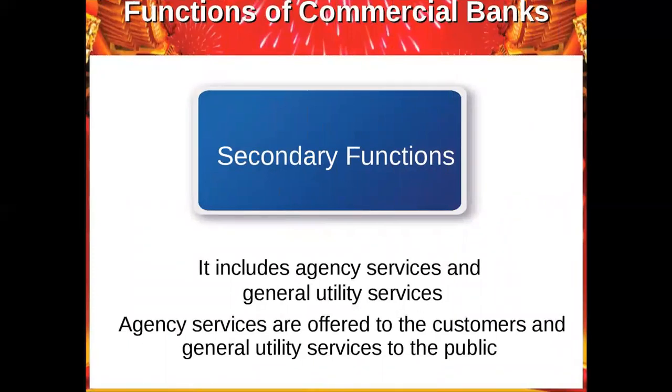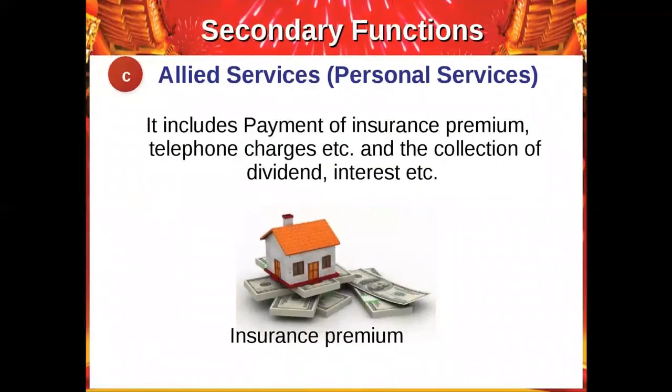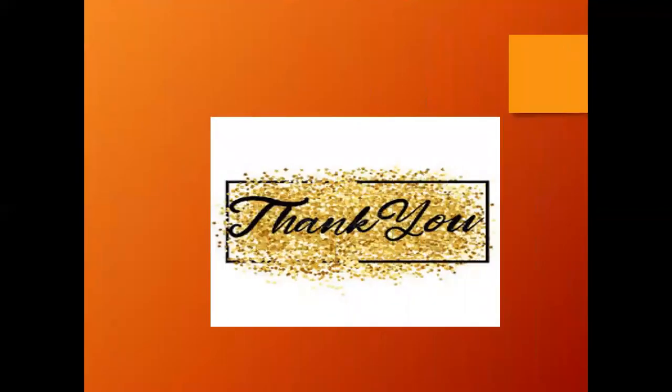Now, there are other functions also, like allied services, which banks give us. It includes agency services, utility services. You can make bill payments to banks and all. So these are all provided by the banks to their customers. Like, okay, you have to make payment of insurance premium, telephone charges, collection of dividend, interest. All these services are also provided by the commercial banks. Thank you. This is what I wanted to cover today.